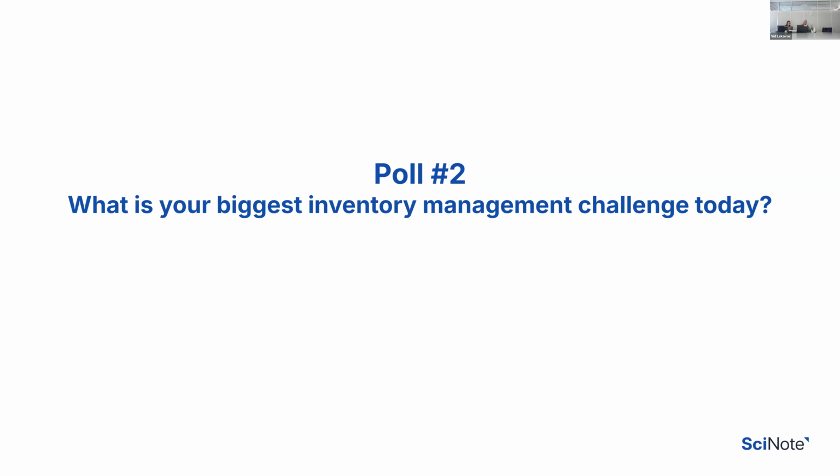So what we want to know is, again, we want to compare it to the previous. What is your biggest inventory management challenge today? You see there are a few options. So keeping inventories up to date, then linking inventory to experimental data, tracking usage and consumption. So I think this is similar to keeping inventories up to date. Okay. Answers are coming in, and it's mostly tracking usage and keeping inventories up to date. Meeting audit and compliance requirements. Okay, cool. We're going to touch that one as well.